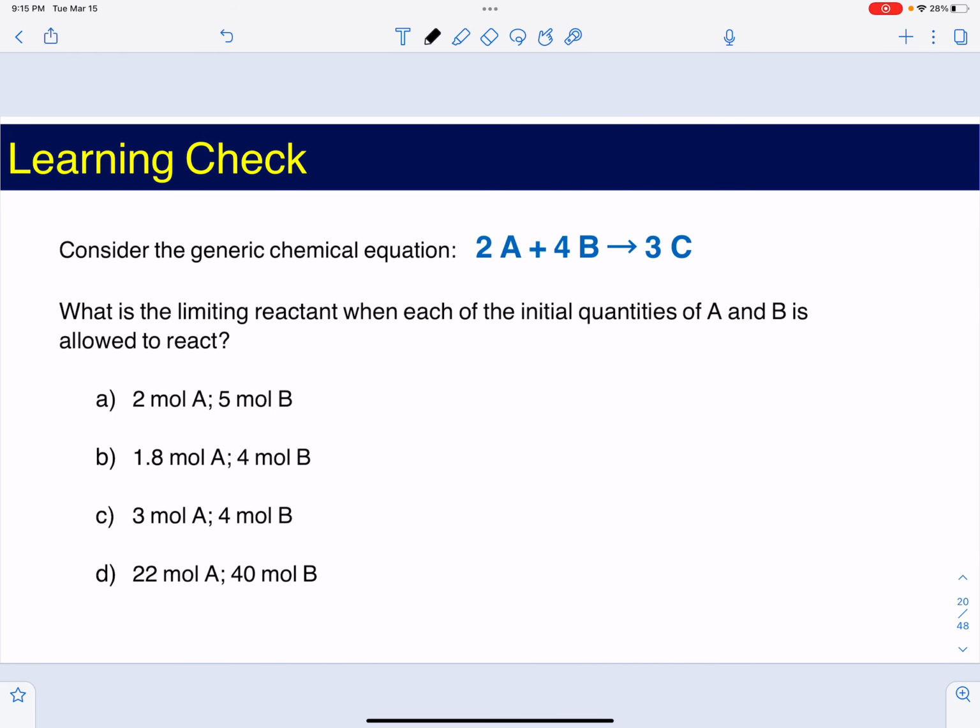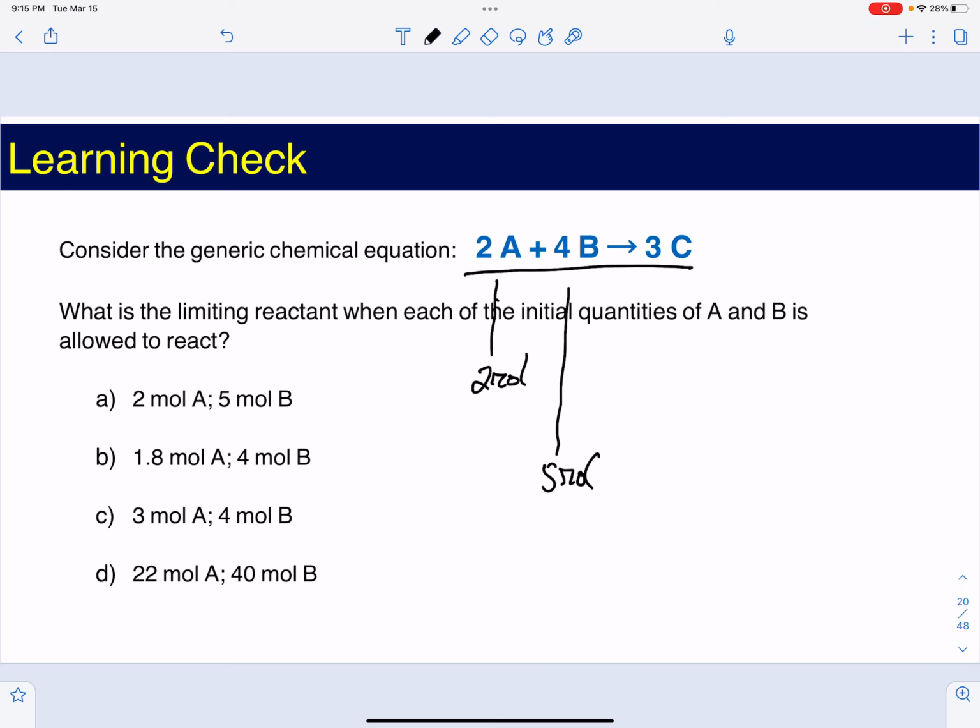So let's say we have this balanced equation as given, so assume that it's balanced. If I have 2 moles of this and 5 moles of this, which one will be the egg in the analogy I gave you? Which one is going to be short?